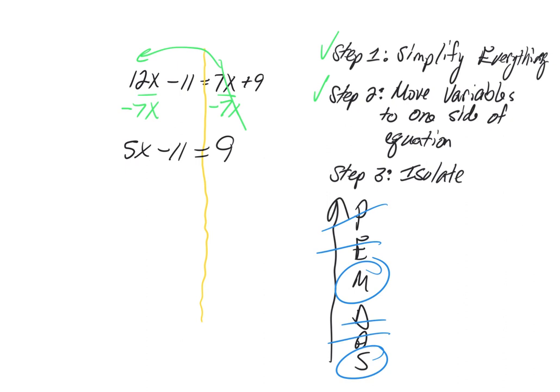So now I'm just going to go through each one. Well, the inverse of subtraction we know is addition. So I'll add 11 to both sides to cancel this out. So now I have 5x is equal to, well, 9 plus 11 is 20. And then I'm going to move on to the other one.